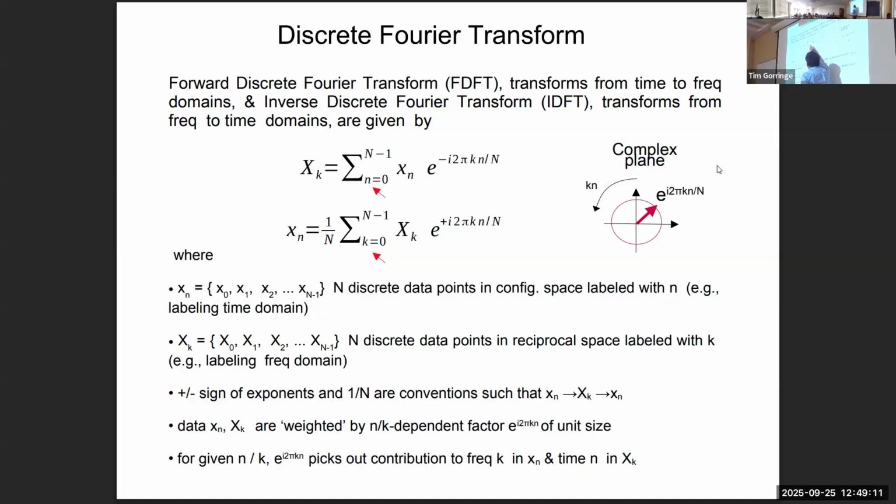Notice the two sums. In the forward transform, you're summing over the elements of the time domain data, so n upstairs here is different for each element in that sum. In the lower equation, you're summing over the elements of the frequency domain data, that's the k, and so k is changing the weighting as you sum over all the elements of the frequency domain data.